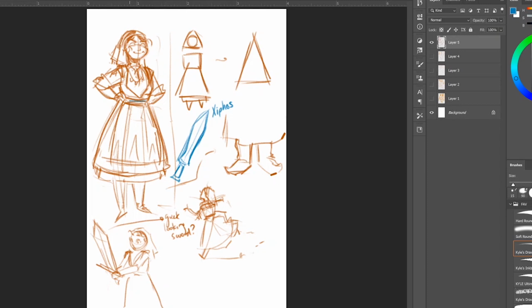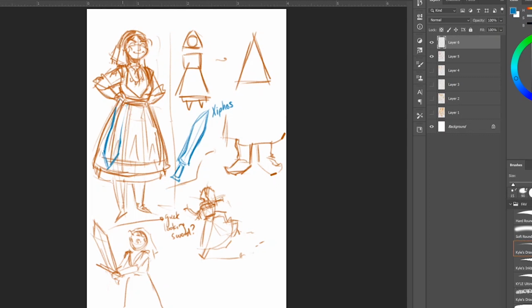Here I make the decision to, instead of having a generic fantasy sword, look up reference images for traditional, more ancient Greek swords. This one's like Xiphias, I think. That's how you pronounce it. A differently shaped sword that I thought added to the aesthetic that I was going for.